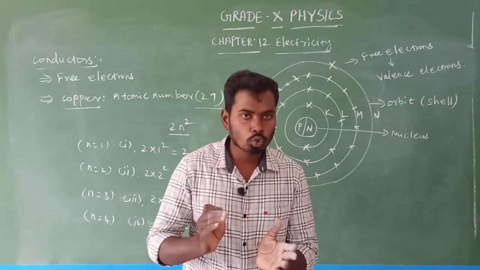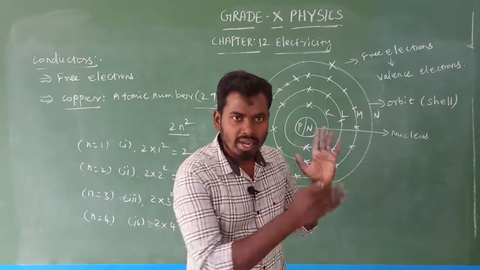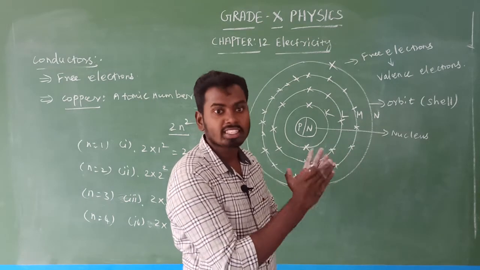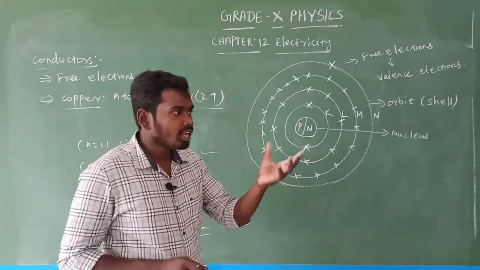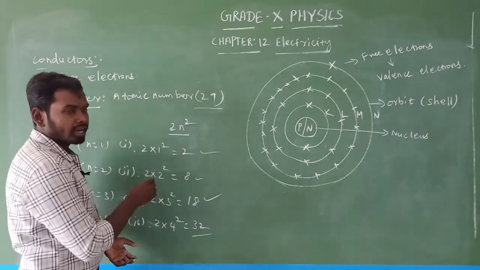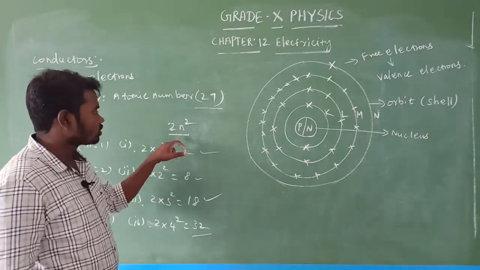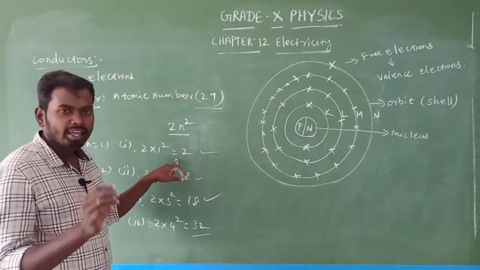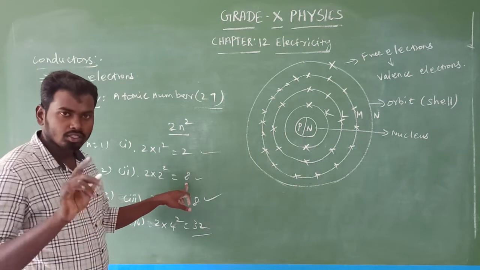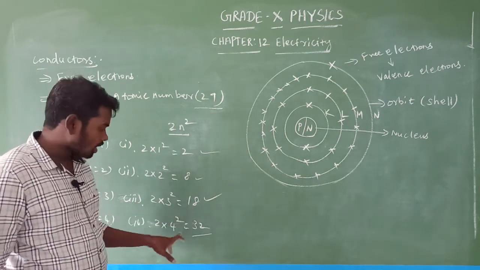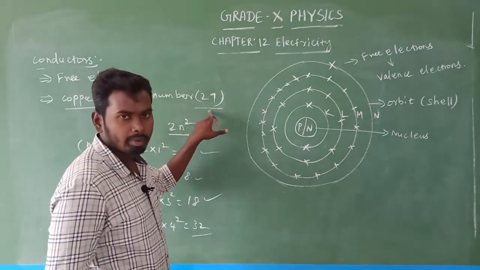How many electrons should be placed in each and every orbit? We cannot fill as we wish. There are some rules. Note this point: we can fill the electron configuration according to the 2n squared formula. According to this 2n squared formula, the first orbit takes just 2 electrons, the second orbit 8 electrons, the third one 18 electrons, and the fourth one 32 electrons.